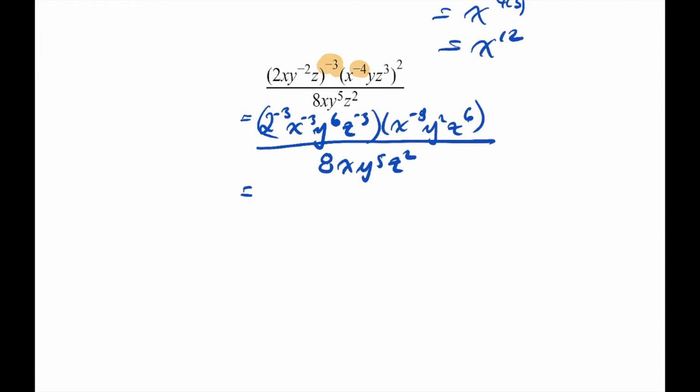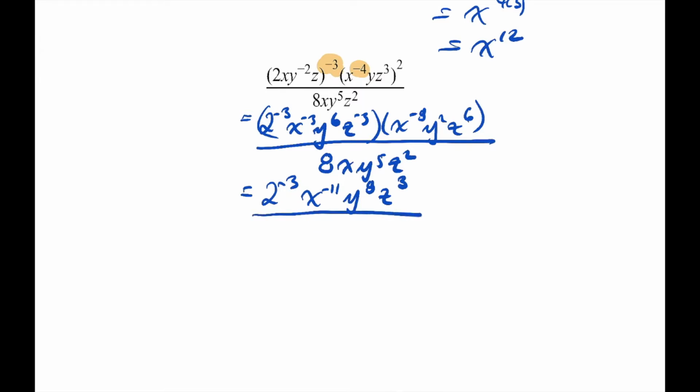Now we're going to simplify the numerator again, and I just apply various product rules with the variables. So I'm still going to have 2 to the negative 3. x to the power of negative 3 times x to the power of negative 8 is going to leave me x to the power of negative 11, because I'm adding the exponents together. Negative 3 plus negative 8 is negative 11. y to the power of 6 times y squared is y to the 6 plus 2, which is 8. And then z to the power of negative 3 times z to the power of 6 is going to leave me with z to the power of 3.